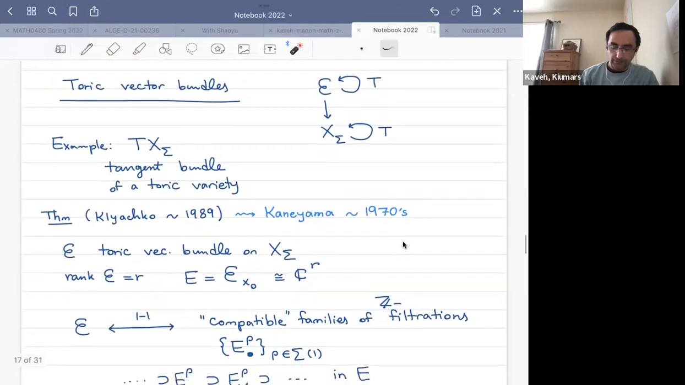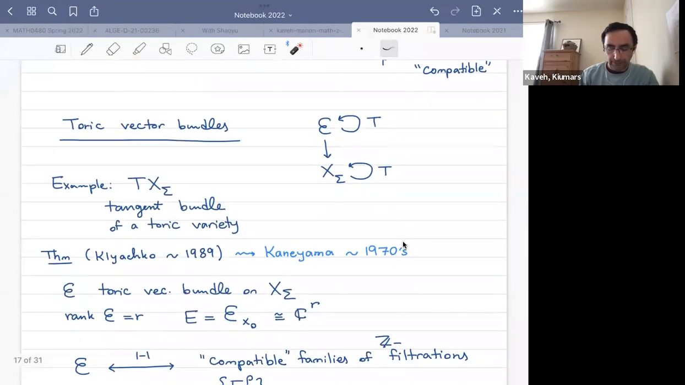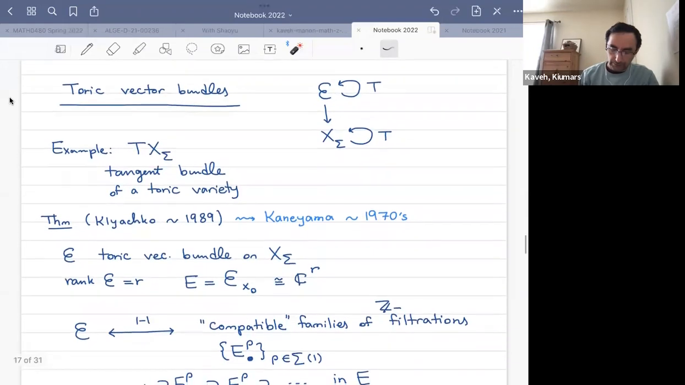Okay, now we increase the rank of the bundle and consider general vector bundles, not just rank 1 line bundles. I'm going to explain the famous work of Klyachko on classifying torus equivariant vector bundles.